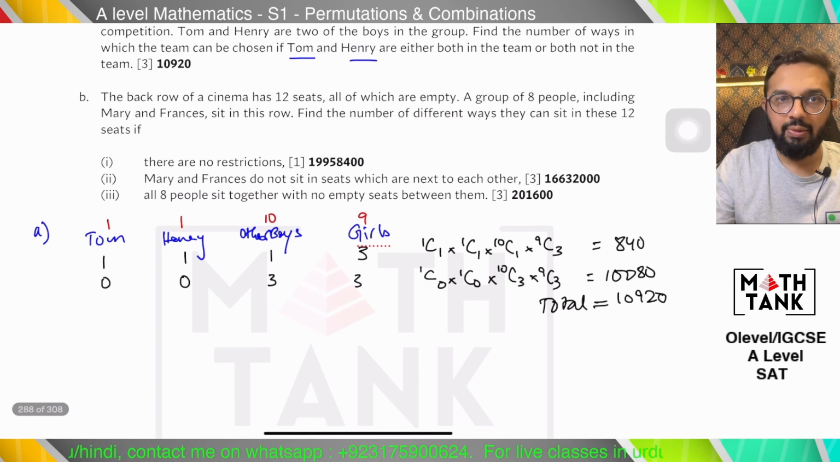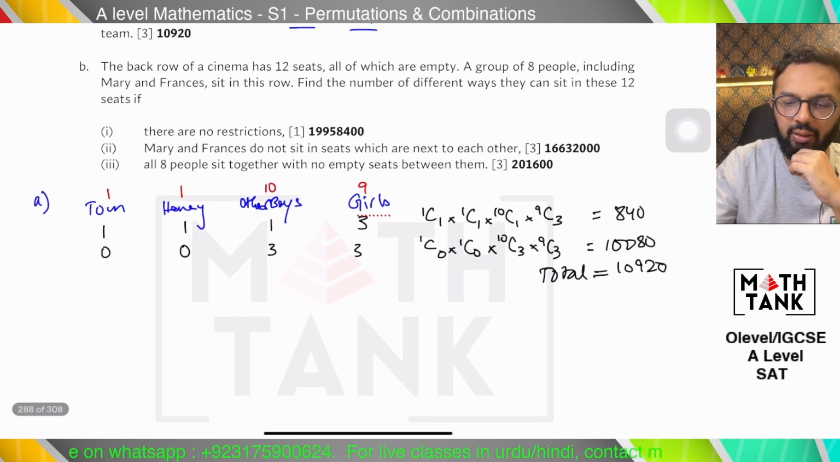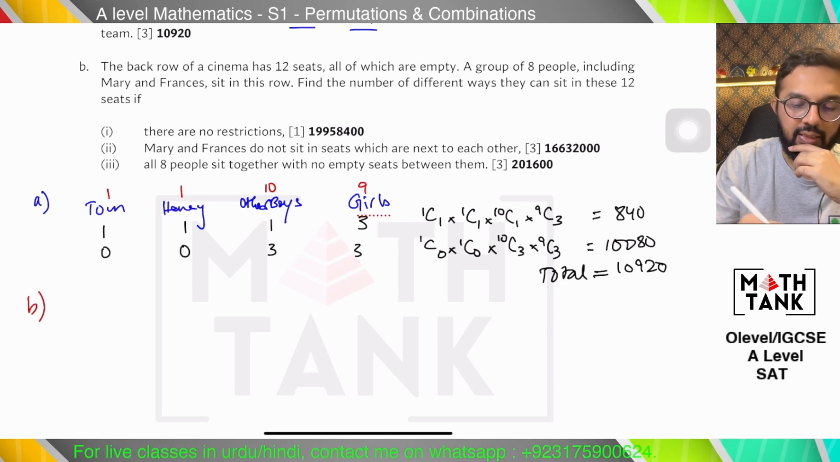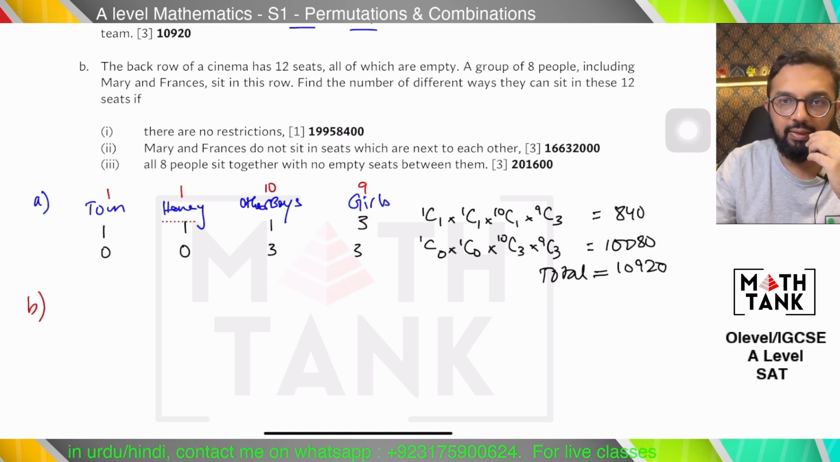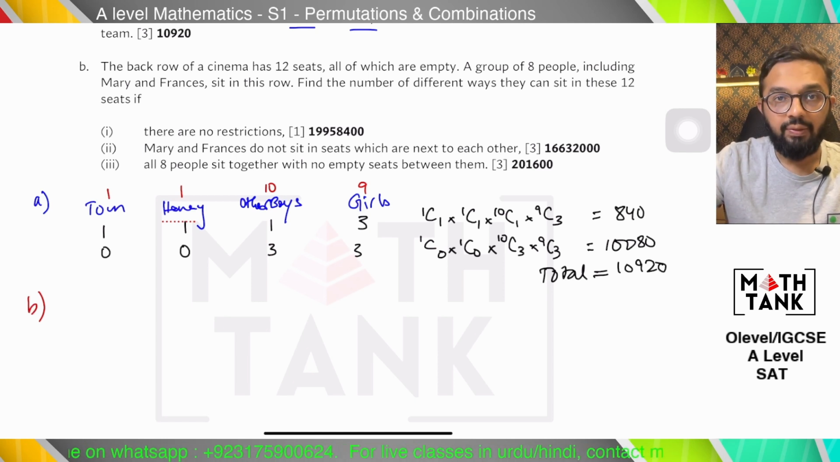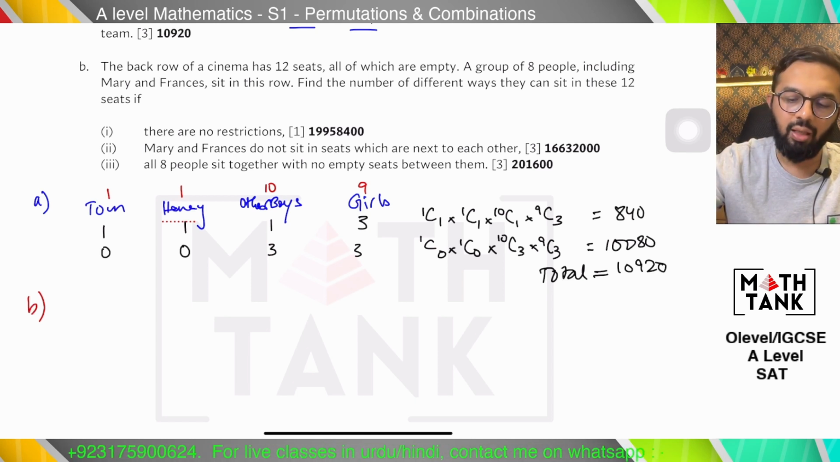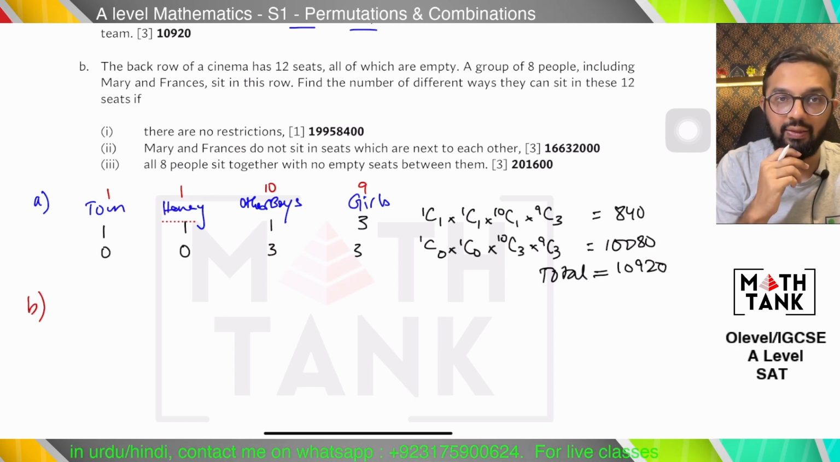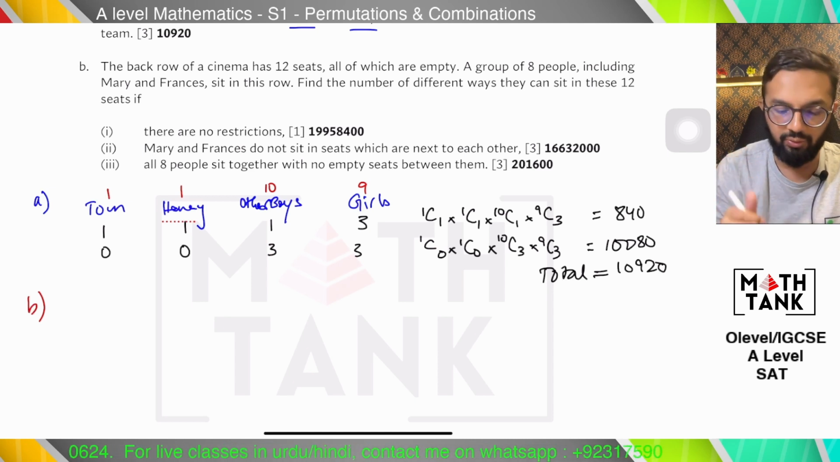Now let's look at the next one very carefully because this is going to build up the base for a lot of other questions that are going to come up. Part B says the back row of a cinema has 12 seats, all of which are empty. A group of 8 people, including Mary and Francis, sit in this row. Find the number of different ways that they can sit in these 12 seats if there are no restrictions.